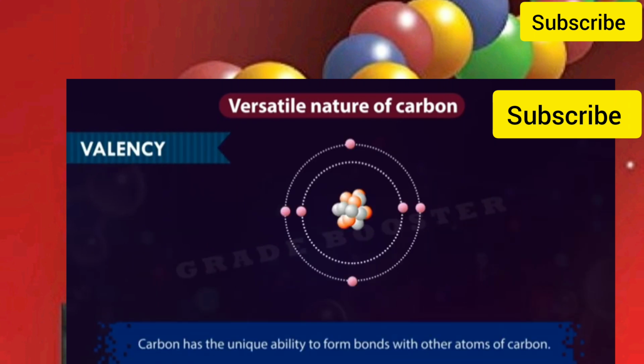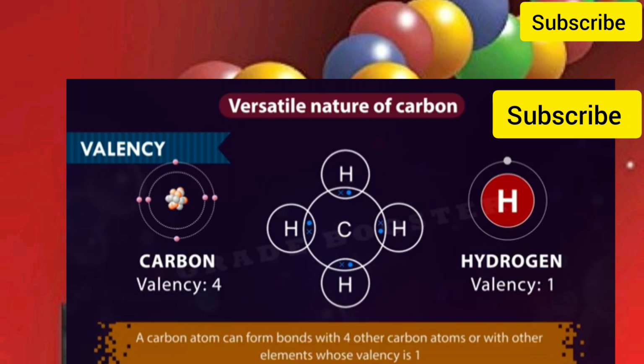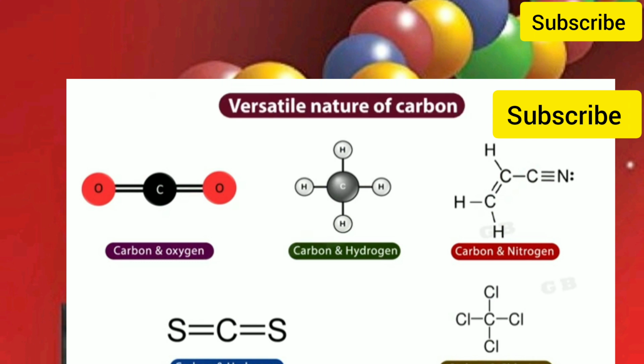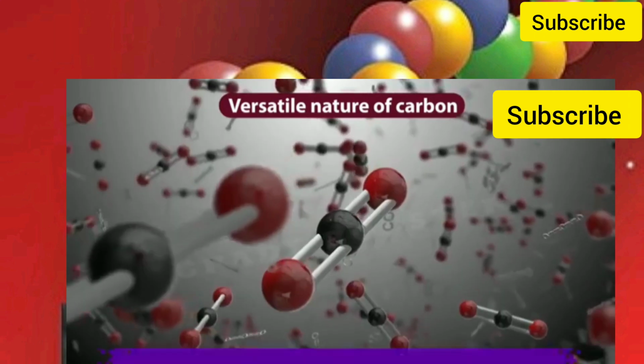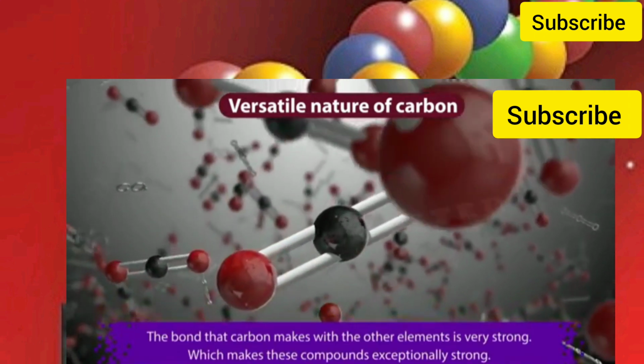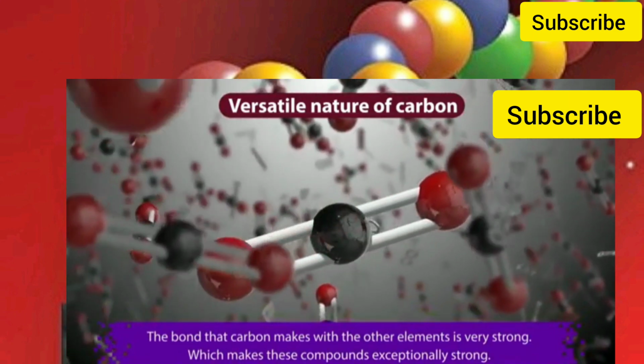Number 2. The second factor for the versatility of carbon is its valency. A carbon atom can form bonds with 4 other carbon atoms or with other elements whose valency is 1. Carbon can bond with oxygen, hydrogen, nitrogen, sulfur, chlorine, etc. These compounds will have specific properties. The bond that carbon makes with other elements is very strong, which makes these compounds exceptionally strong.